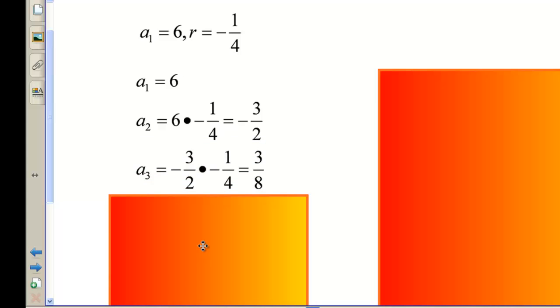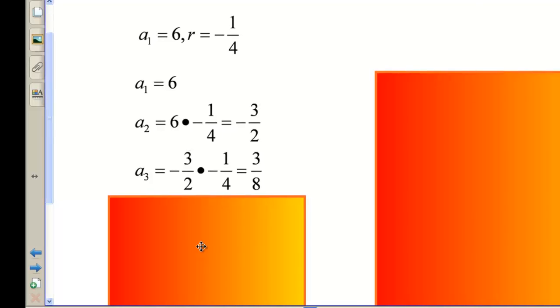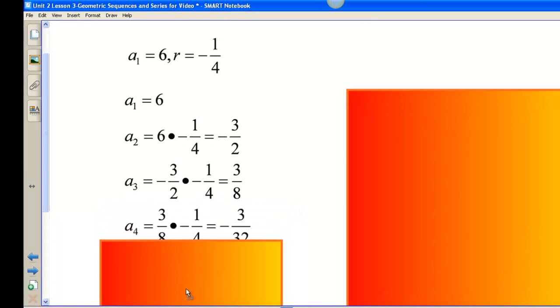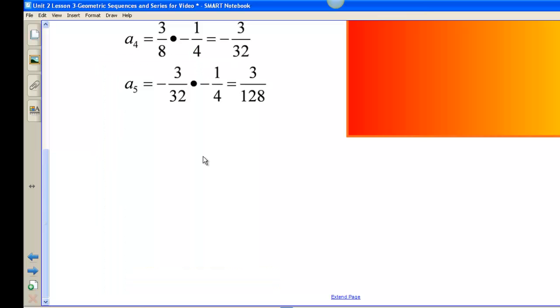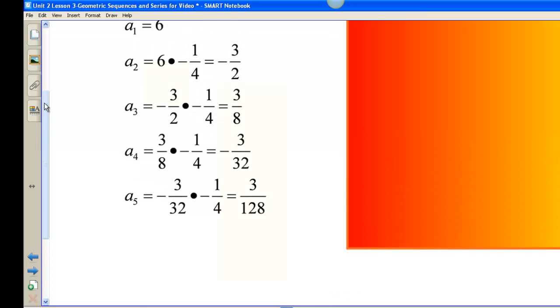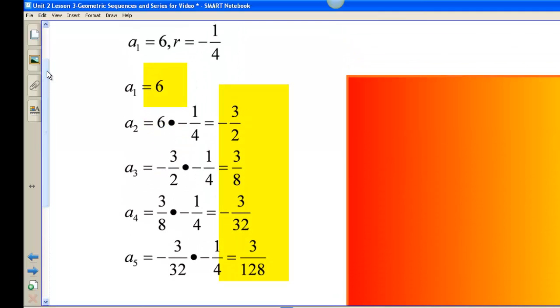I take -3/2 and multiply that by -1/4, which yields a positive 3/8. I multiply positive 3/8 times -1/4, which yields -3/32. And then finally, for my last term, I get -3/32 times -1/4 to yield 3/128. So those are the first 5 terms of this sequence: 6, -3/2, 3/8, -3/32, and 3/128.